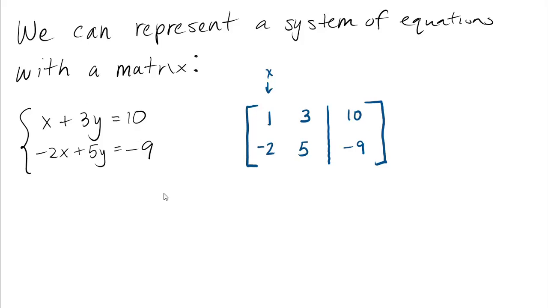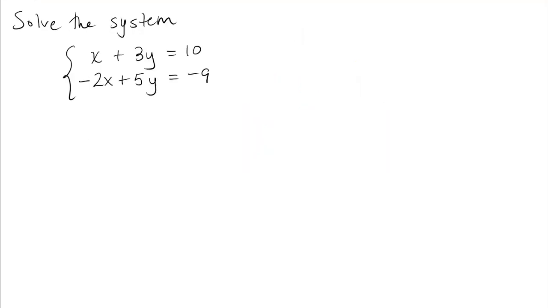All we've really done is taken out the unnecessary copying of the variable. We've indicated that the first column represents the coefficients on x, the second column represents the coefficient on y, and the right side is some constant term. We can solve this system using the matrix representation using the exact same steps we would use if we were solving the system by the elimination method. So for our first example, we're going to solve this exact same system, and first I'm going to do it by the elimination method, and then I'm going to do it with the matrix representation to show you how that would look.